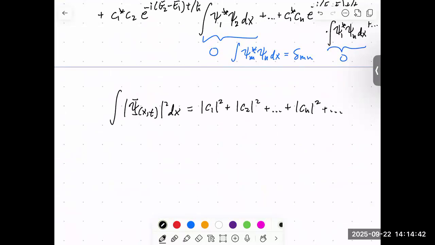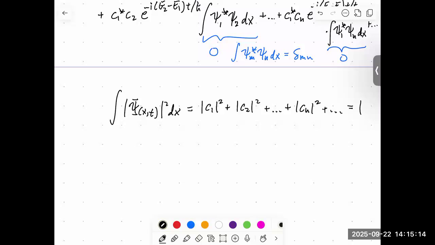And if our wave function is normalized, that all has to be equal to 1. Okay, so these little coefficients that we found are required so that when their squares are all added, they have to be equal to 1. And so the normalization is encoded in these coefficients.